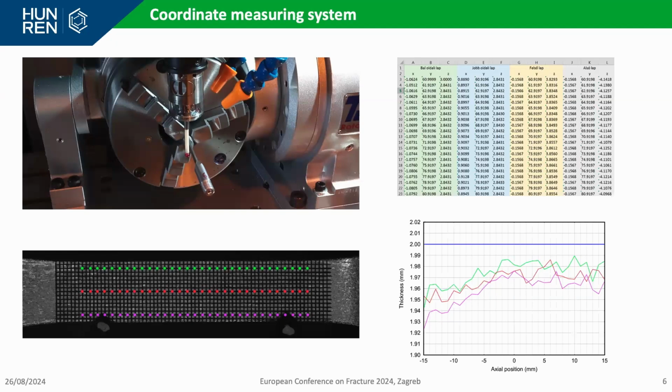So we use the coordinate measuring system to measure all the surfaces of the gauging length and got a detailed coordinate map. Here on the right bottom picture, you can see as an illustration the thickness profile of a tensile test specimen. And as you can see, the nominal thickness should be 2 millimeters, but the average is 1.97. So it's a little smaller than it should be, but you can say it's not a big difference, but we will see it is.